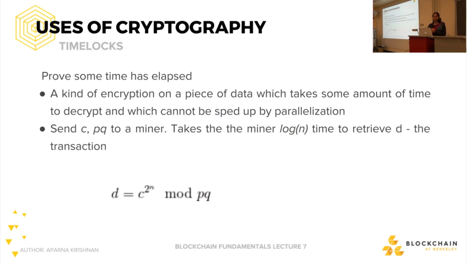And then we have another primitive called time locks. So time locks are basically this guarantee that some amount of time has passed between sending message A and message B. Time locks are basically just a kind of encryption on a piece of data that takes a fixed amount of time to decrypt, and this decryption process cannot be sped up through any kind of parallelization. So for example, if I sent 5 Bitcoin to Gloria, instead of sending the miner my transaction, I send the miner an encryption of my transaction called C and a product of two large primes P and Q. This is going to take the miner log n time, no matter what he does, to retrieve my original transaction. And this plays a very important role in defending against censorship attacks, as we'll see.